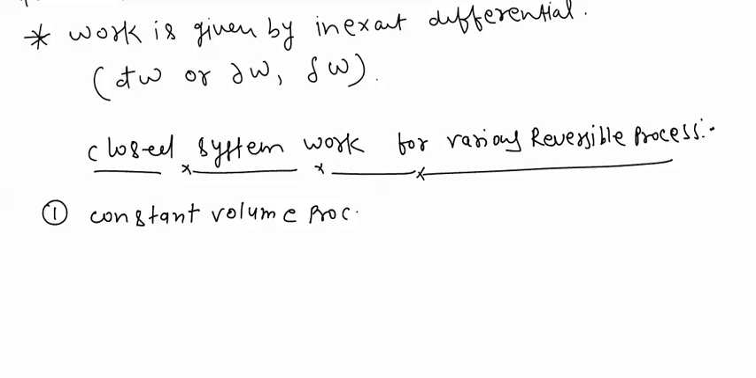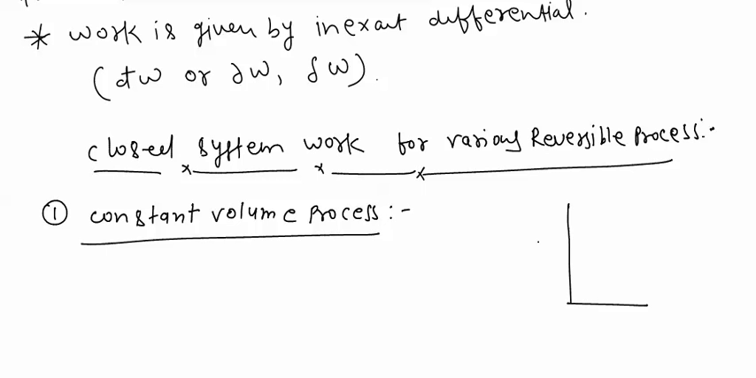Constant volume process, in which the volume is constant from 1 to 2. Then we will check the value of the work done from state 1 to 2, which is equal to PdV, but dV is equal to 0 in this case. So work done for the closed system in a constant volume process is equal to 0.